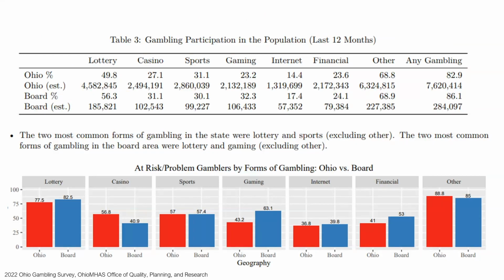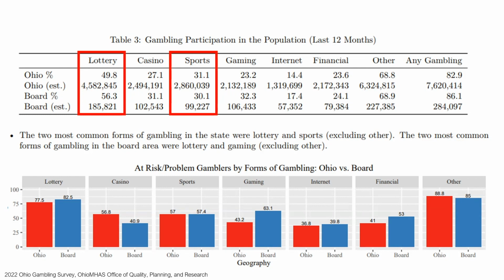When we're looking at the survey data and the type of gambling, the two highest types of gambling in the board area, which is Lucas County, were lottery and sports. Not far behind was casino at 27.1 and gaming. And so when we're looking at the most popular types of gambling, we're seeing lottery, sports, casino, gaming. Those things are pretty high up there.